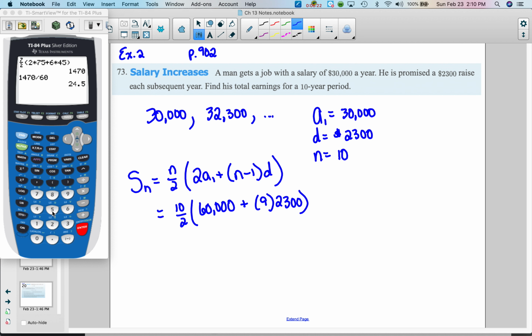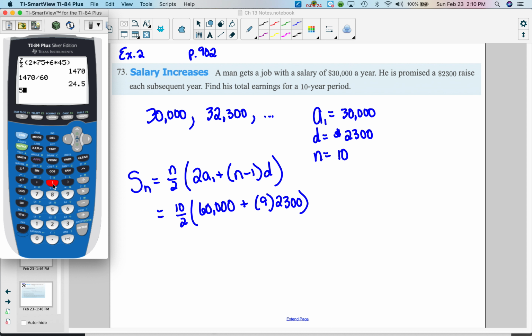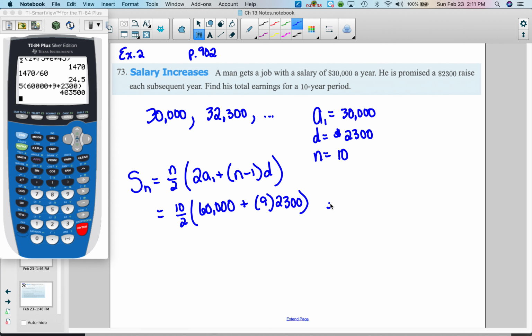So 10 divided by 2 is 5, so we're going to get 5 times 60,000 plus 9 times 2,300. And we get a total of $403,500. Now you might look at that and say, well, do you think that's going to continue?